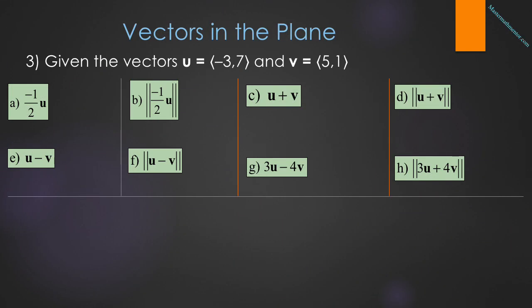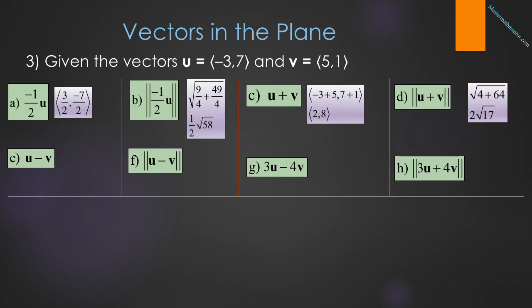In number 3, you are given vectors u equals (-3, 7), and v equals (5, 1). There are 8 expressions you are to calculate the value of. In A, you are given negative 1/2 u. So we multiply both components by negative 1/2 and we get (3/2, -7/2). B asks for the magnitude of vector negative 1/2 u, which will be the square root of (3/2) squared plus (7/2) squared, or the square root of 9/4 plus 49/4, or 1/2 square root of 58.